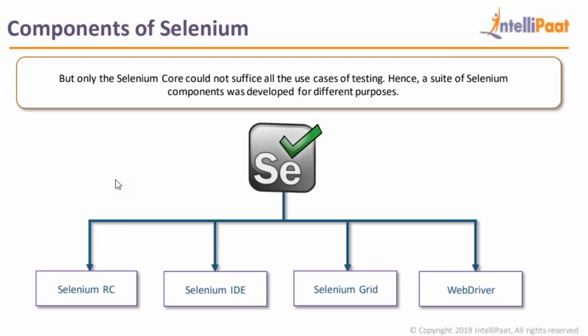So guys, Selenium has these four components. As time progressed, these are the four components which came into Selenium, right? Because Selenium Core, like I said, could not do the job alone. It had to have helpers. So we have something called Selenium RC, Selenium IDE, Selenium Grid, and WebDriver. What are these components and what do they do? Let's pick them one by one and understand what they're all about.